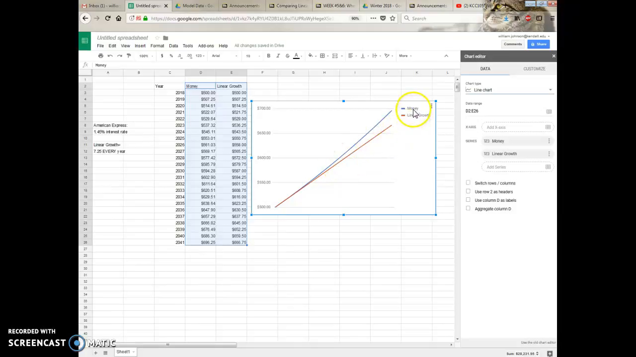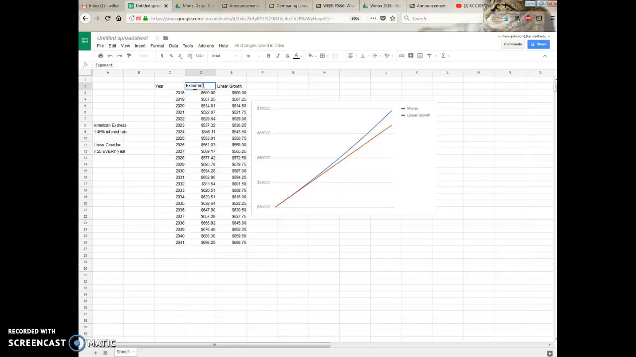Linear growth is lower. My money, the exponential growth, I could even change that. Exponential growth. There we go. Exponential growth, you see how it's higher than the linear growth. Another word we could use, I'm talking about compounding interest, and this would be the simple interest. The compounding interest is winning out. It takes a little while for it to win out, but it does win out in the end, and you can see that in the money numbers.